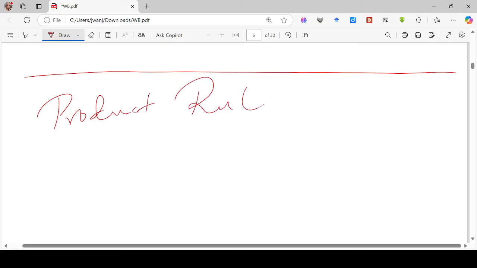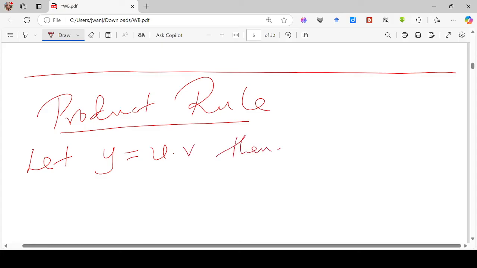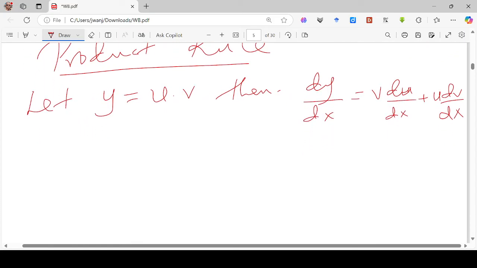The use of the product rule. This one says that if we let y equal u times v, then dy by dx is equal to v du by dx plus u dv by dx. So here, u and v are functions of x again. We can do an example.